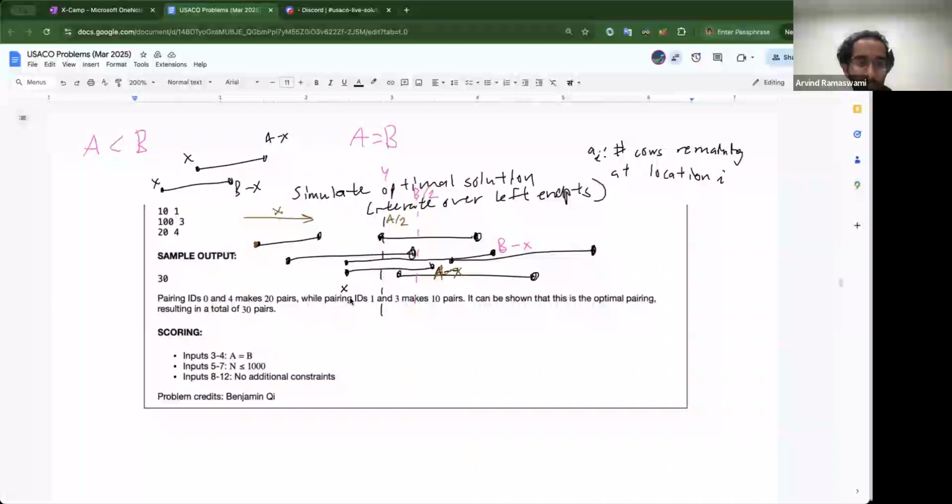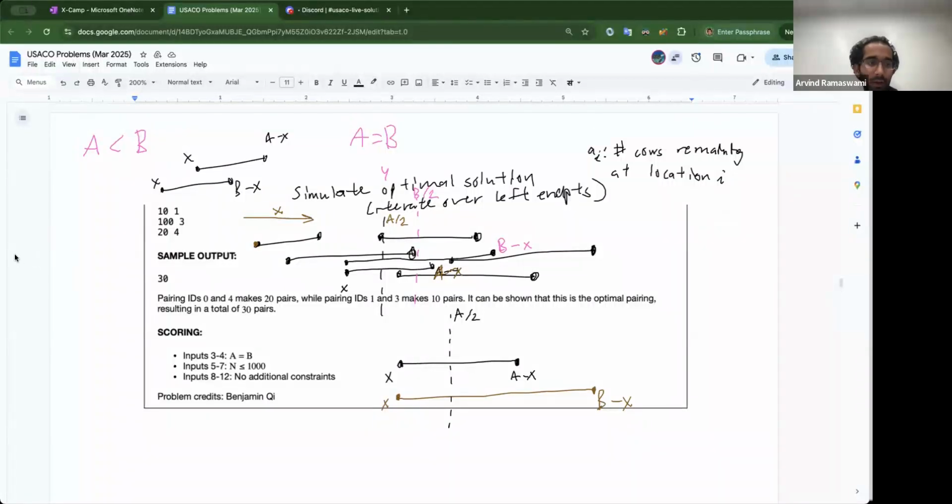Yeah, I'll write this again. So we're simulating the optimal solution where we're iterating over left endpoints. We're just trying to learn what the optimal solution looks like, right? So I'll write this again, a bit more clearly. So x over here, and then a minus x over here. And then you have x over here, and then b minus x over here. Right? And then we have a over 2 is the midpoint of this, and then b over 2 is the midpoint of this, right?